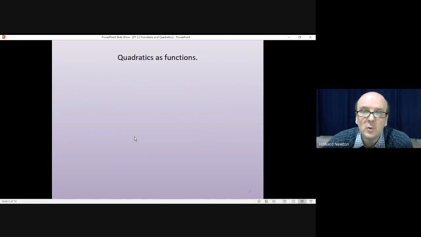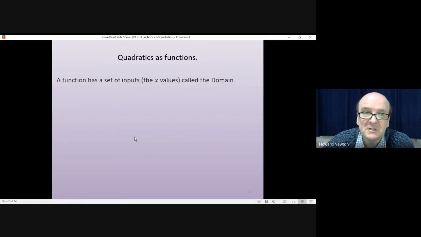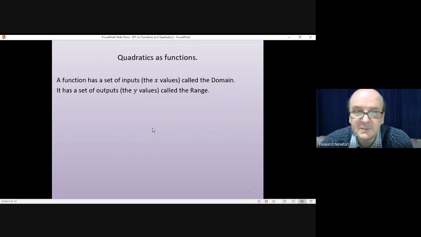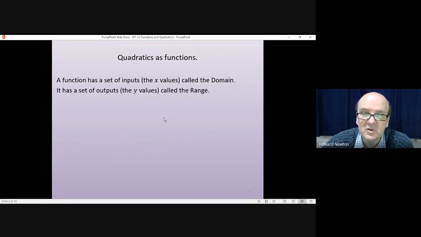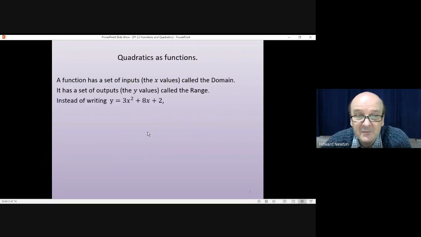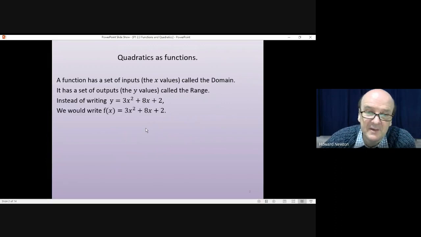First of all, a few quick reminders about functions. A function has a set of inputs, those are just the x values. That set of inputs is called the domain of the function. It also has a set of outputs, those are just the y values, and that set is called the range of the function.